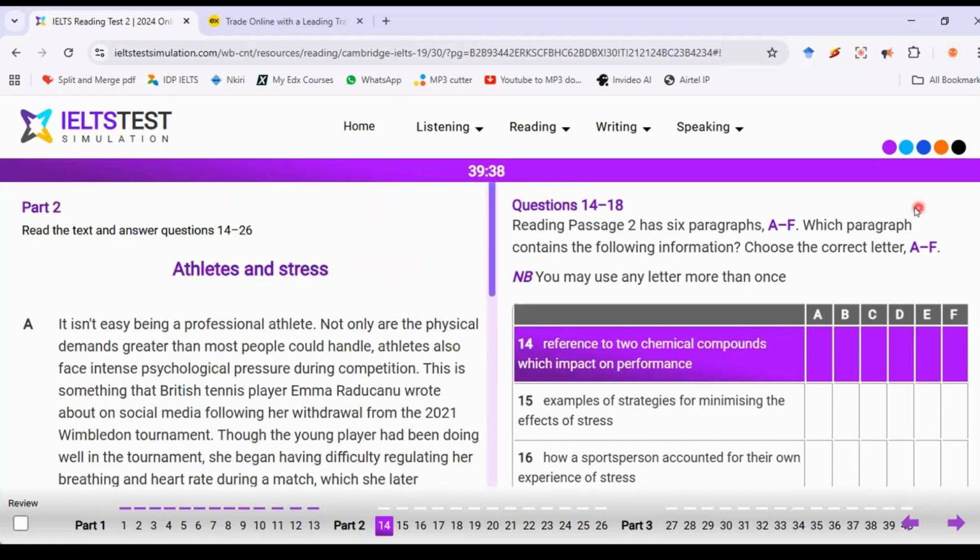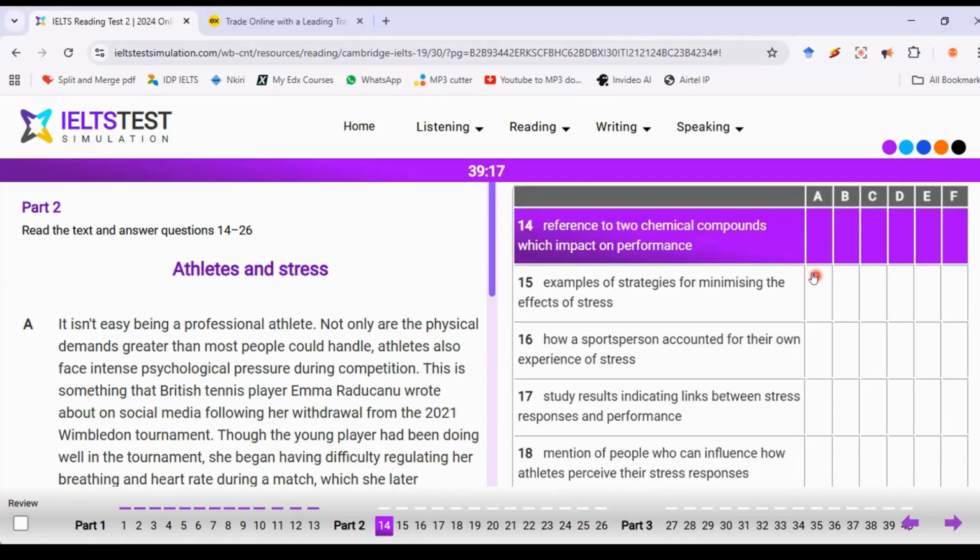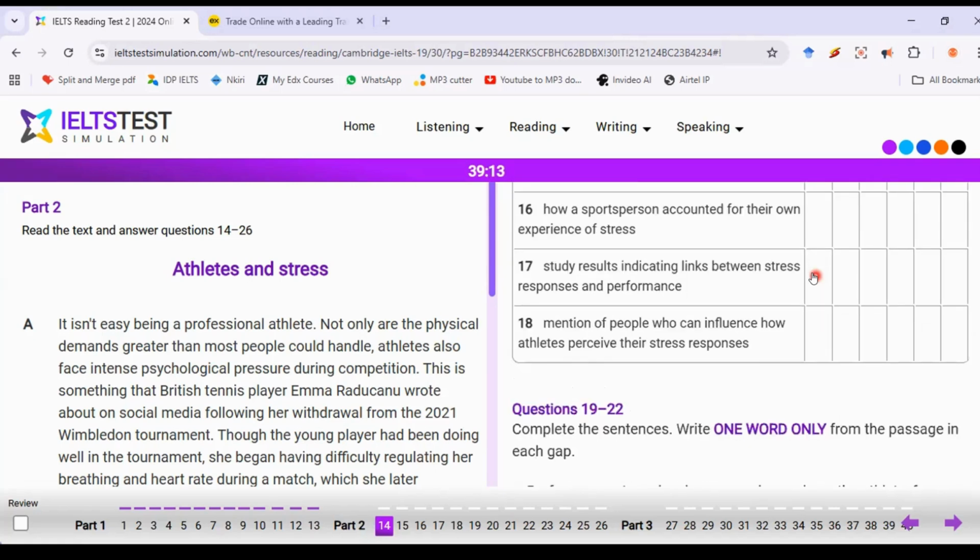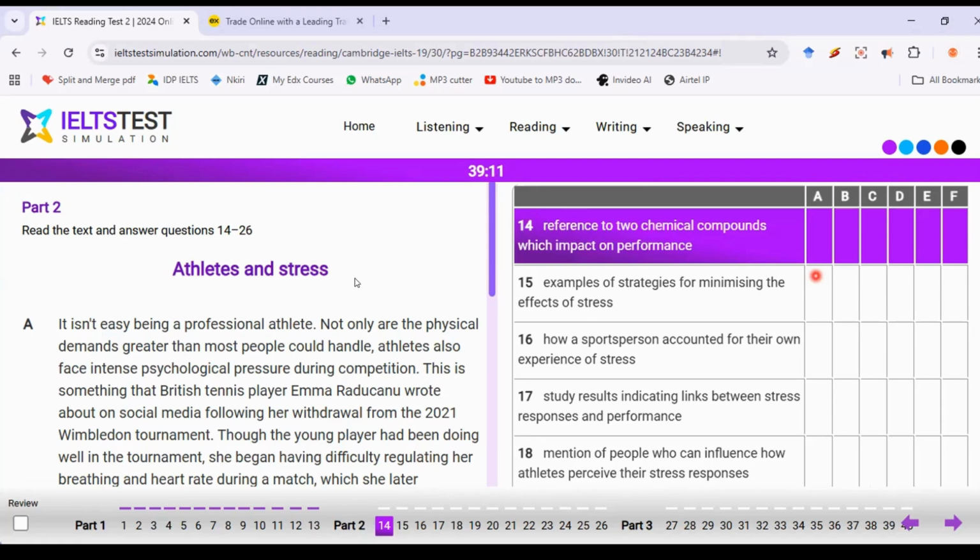And then on the left side of the screen, we have our questions. Okay. This question says matching information. Which paragraph contains the following information? You may use any letter more than once. So how do we solve this one? So usually what I do is that I'll read the statements and register the keywords in my mind. Then I'll now go to the passage and begin to solve.